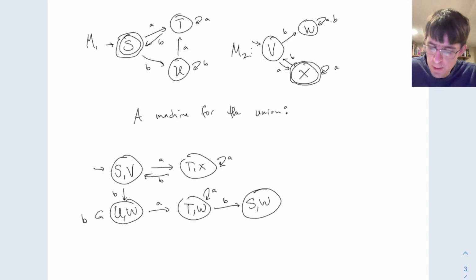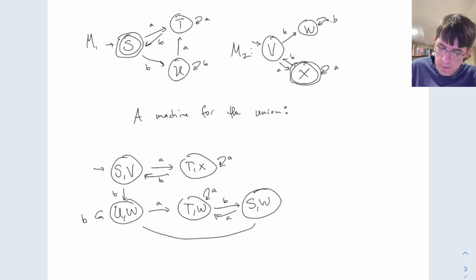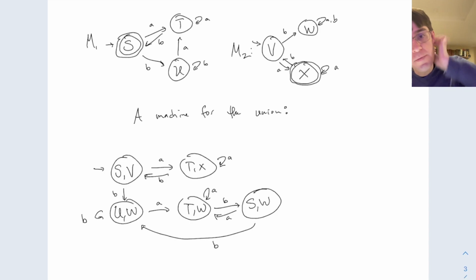And then S and W, I need arrows here. S and W with an A becomes T and W. That just goes back to here. And with a B becomes U and W. So that goes like that. And that's the end of my diagram, I believe. I only needed those 5 states out of a possible total of 9.